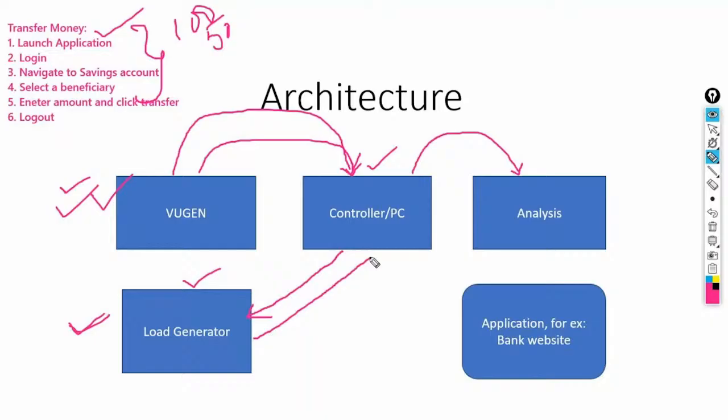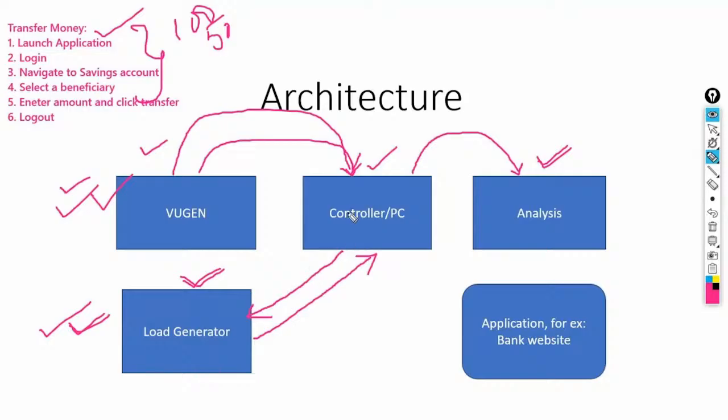And the data will be sent back, and that will be shown up in the analysis in the form of results. The results will be in terms of graphs, various graphs also. Okay, so the load generator is to simulate virtual users, VuGen to generate scripts, and the controller or Performance Center is to configure the scenario and trigger the execution. Analysis is to analyze the results, but the actual execution happens here.